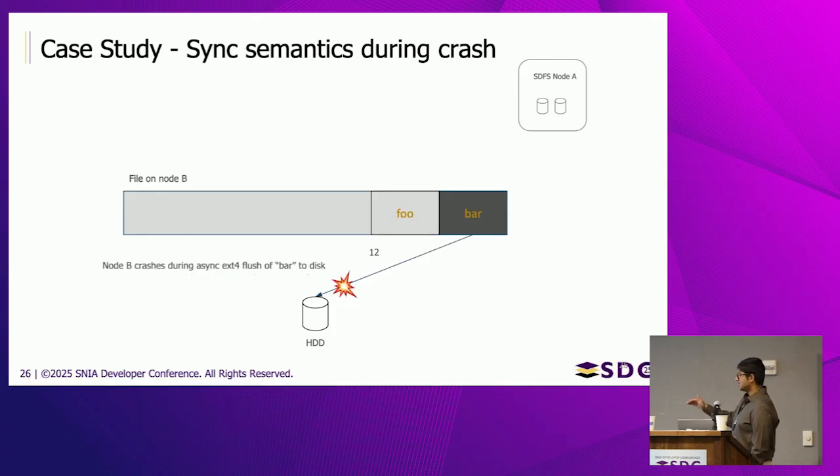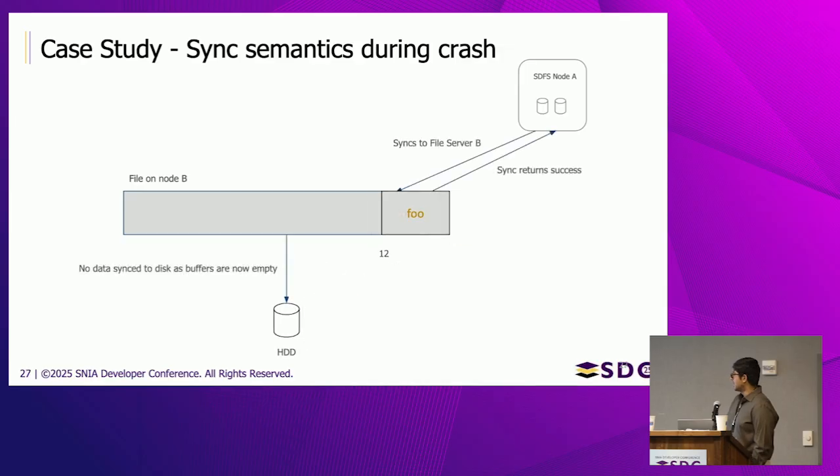Now, when ext4, for the sake of simplicity, let's say ext4 is flushing bar to disk. And during that asynchronous ext4 flush, node B crashes. At this point, clearly ext4 can't do anything about this, and the buffers are completely empty. And so all we have right now is foo written to the file.